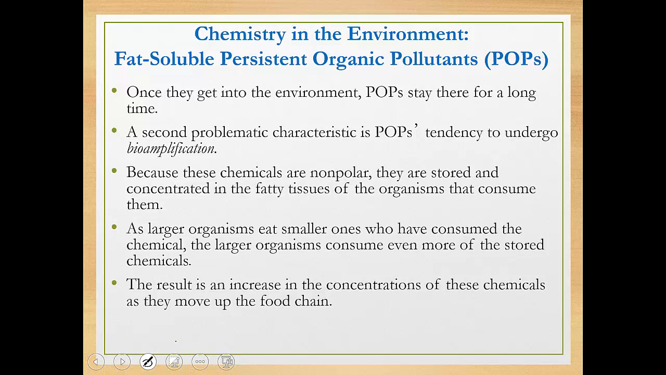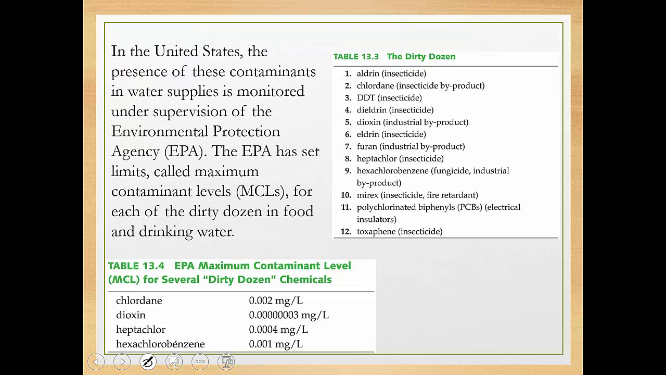And then if you go down the food chain, larger organisms eat smaller ones. The smaller ones have consumed the chemical, it got stored in their fatty tissues, then the larger one gets a big hit that's all concentrated in the fatty tissue, and then it gets stored in their fatty tissue, and it's sort of an exponential effect. So you see an exponential increase in the concentration of the chemicals as you move up the food chain until you get to that ultimate top of the food chain, which tends to be us.